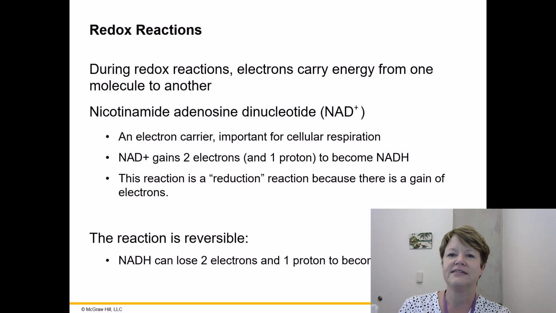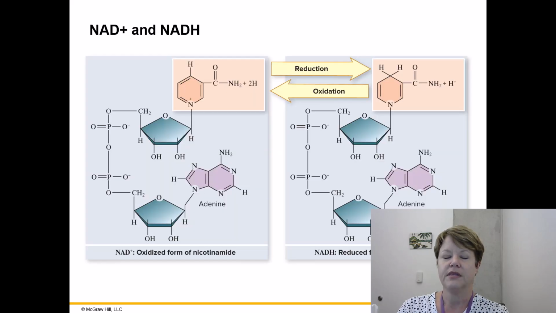This molecule acts as an electron carrier for cellular respiration. When NAD+ picks up 2 electrons and also 1 proton, it becomes a different form of itself called NADH. Because the NAD+ is gaining 2 electrons, that's a reduction. The reaction, though, is reversible. NADH can give away its electrons and become NAD+ again. So it can go either way.